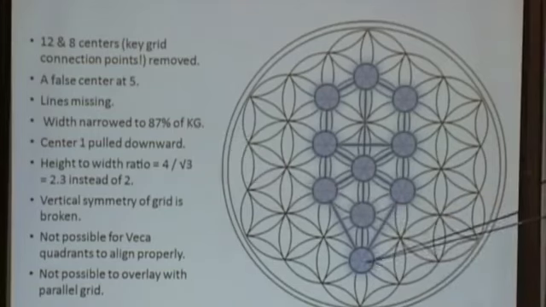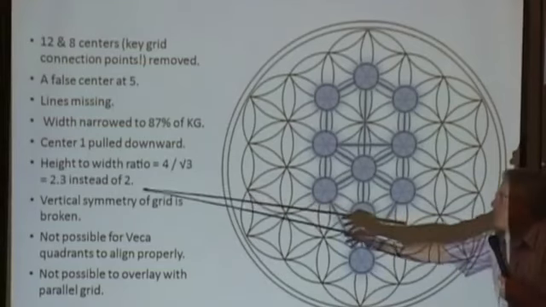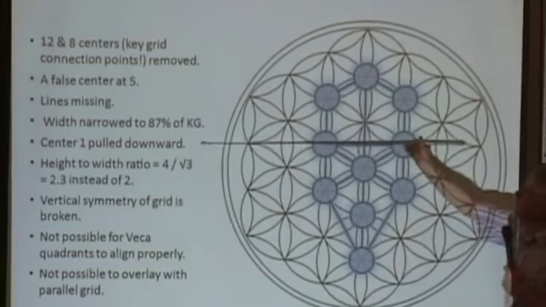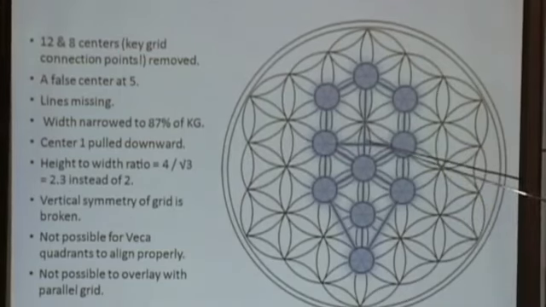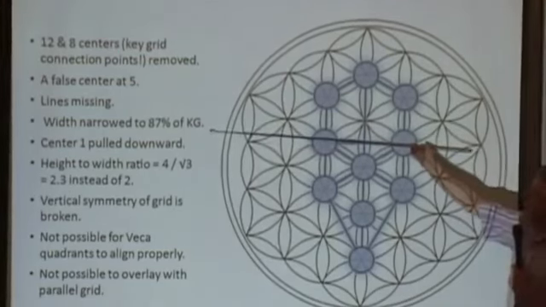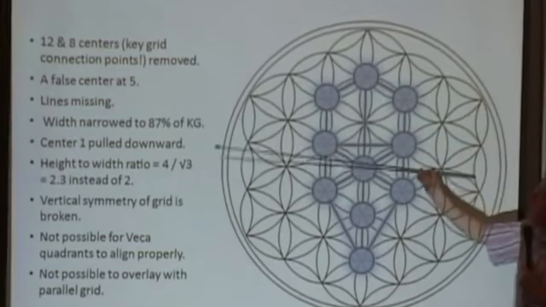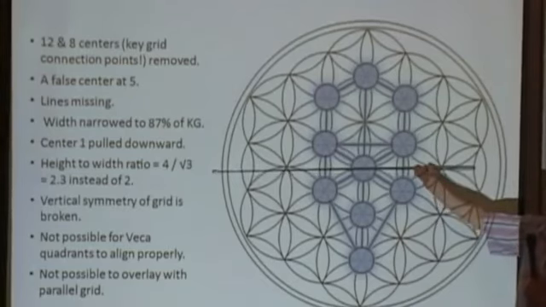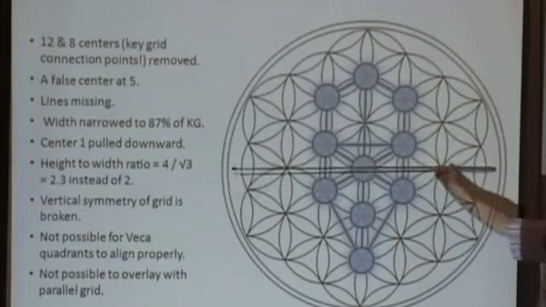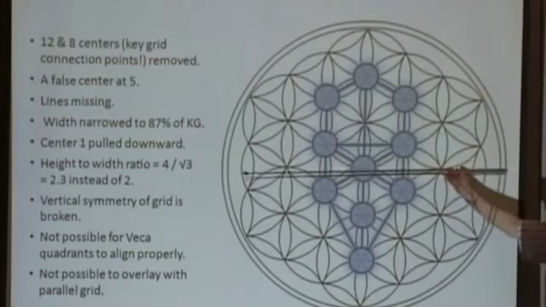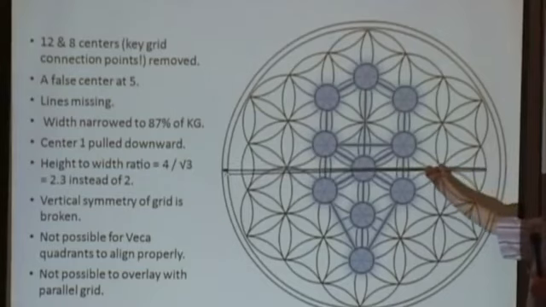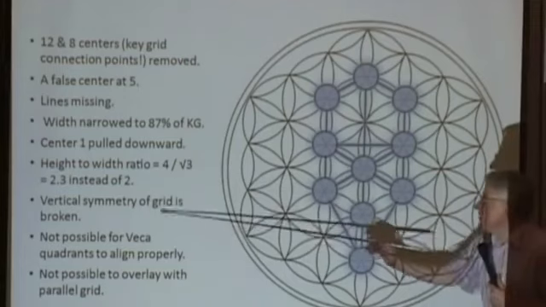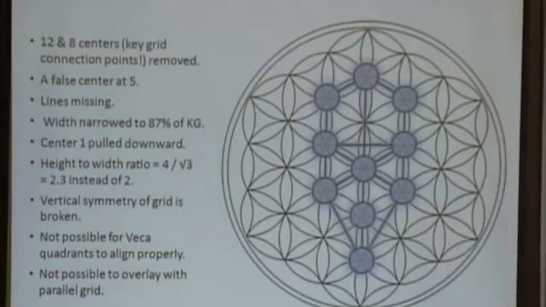Center 1 is pulled downwards. We get a width to height ratio of 2.3 instead of 2. And we also see that the vertical symmetry of the grid is destroyed. So if we take a center point through the central seed atom, or what should be the central seed atom of the grid, and look at the upper half versus the lower half, you can see how distorted they are. They have a false center at 5. If you look at the grid in terms of what's above and below that center point, you can see how much the natural symmetry of the Katara grid is distorted. So the vertical symmetry of the grid is broken, and we'll come back to these 2 points in a minute.